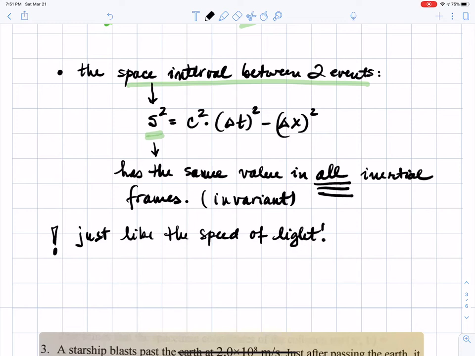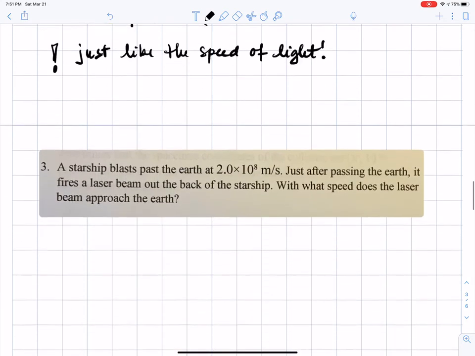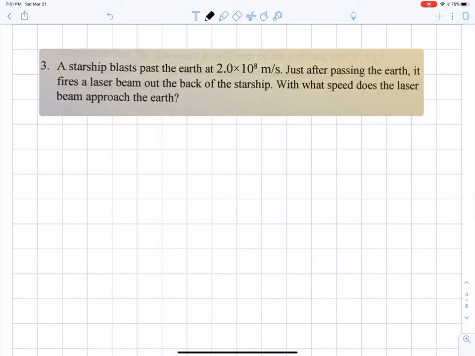All right. Very good. Now let's look at problem number 3. So you have a starship that blasts past the Earth at 2 times 10 to the 8 meters per second. Just after passing the Earth, it fires a laser beam out the back of the starship. So this is quite interesting. You can actually make a drawing if you want to show something there.